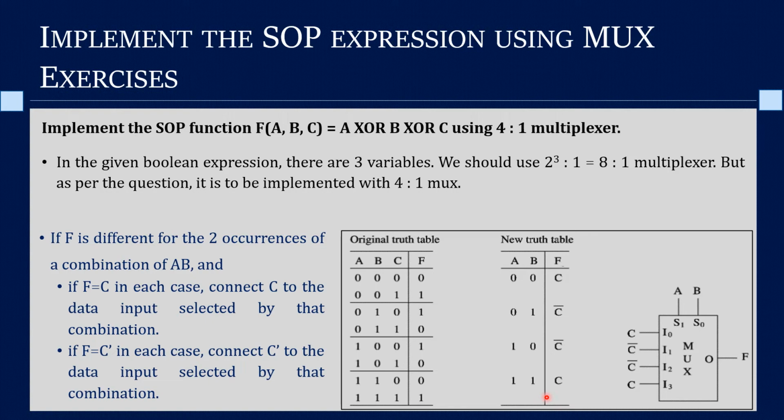Okay, now let's look into the new truth table, which consists of only 4 rows. Now we can implement this using a 4:1 multiplexer. To the first input line, I0, the 0, 0 combination corresponds to the I0 line, right? So I0 should be connected to C. I1 should be connected to C complement, I2 should be connected to C complement, and I3 should be connected to the C. Okay, so this is the implementation of the given SOP function using a 4:1 multiplexer.